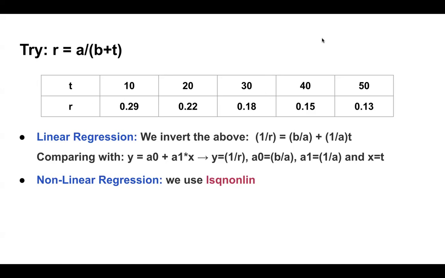You can convert this data. So now what will happen? 1 by r is your new y value, and b by a is your other quantity, and the other quantity is 1 by a. So your first coefficient will give you b by a, the second coefficient will give you 1 by a, and t is the variable. So first you can convert into a linear form and then fit it, or else you can directly use lsqnonlin. Let's see both.